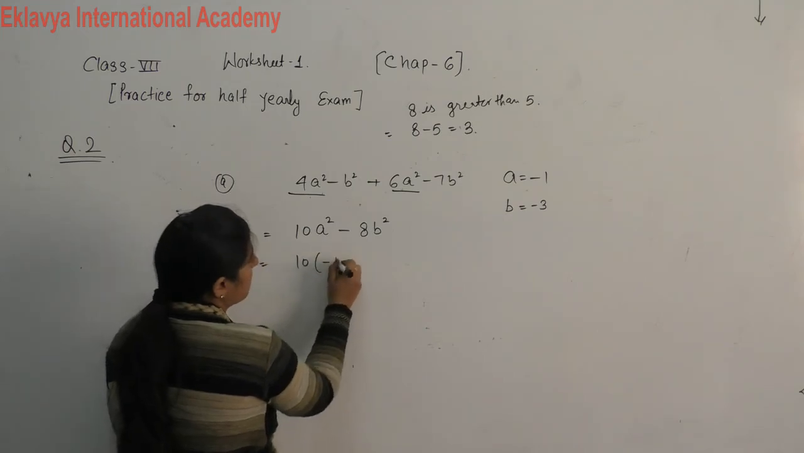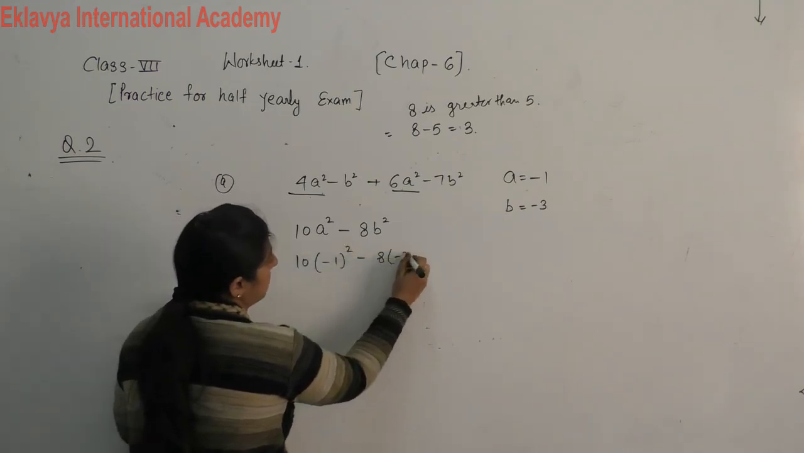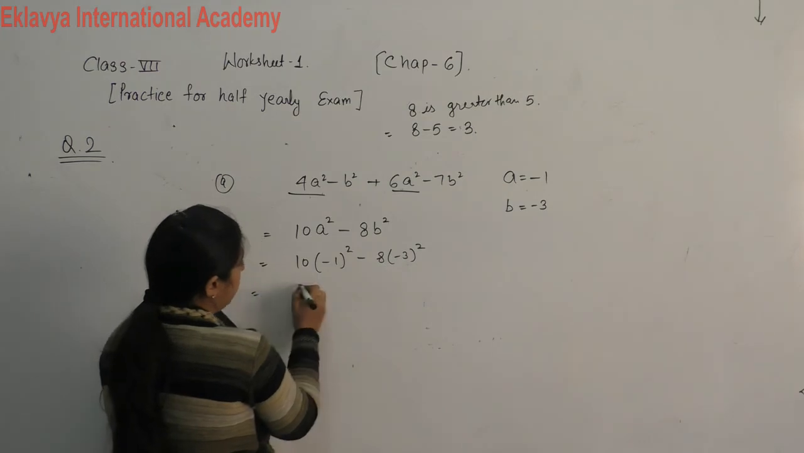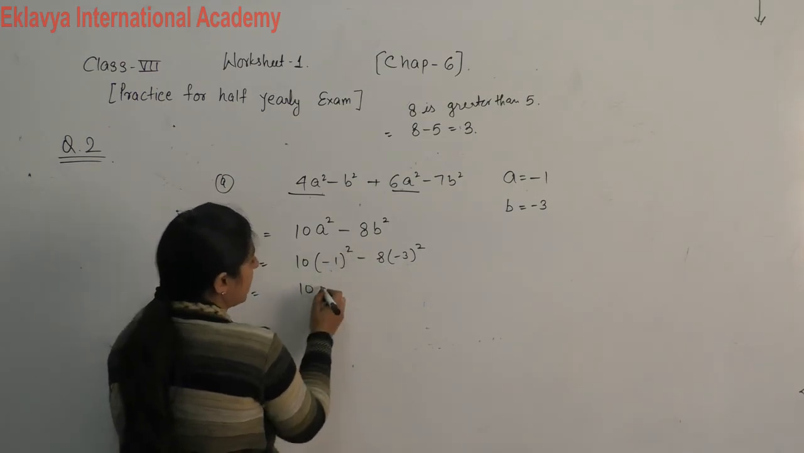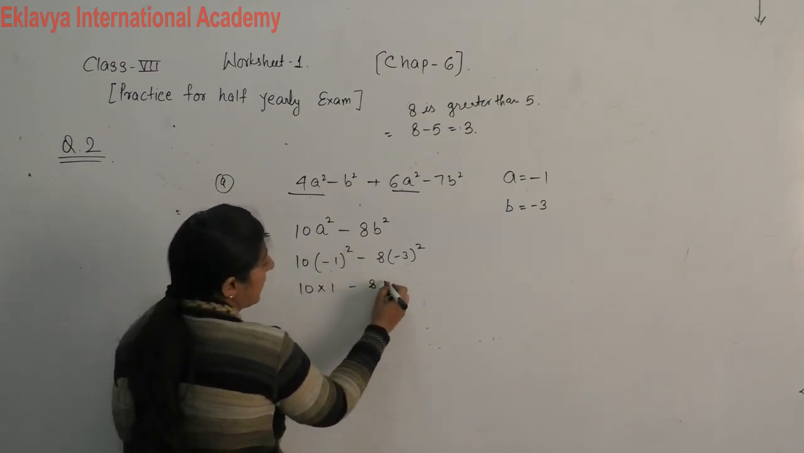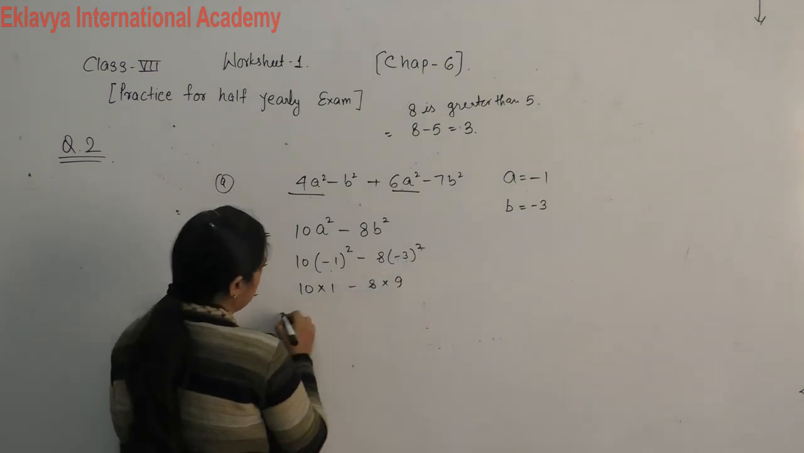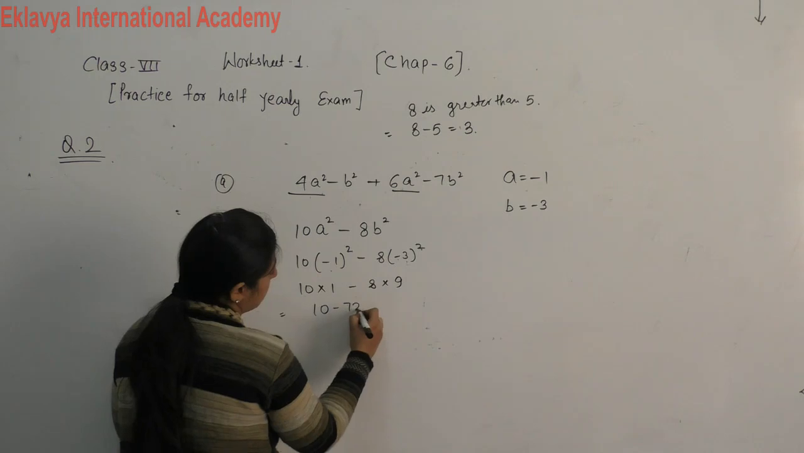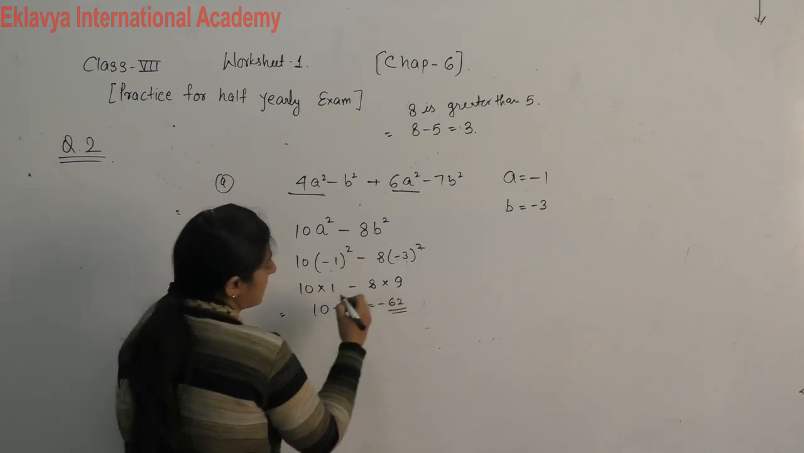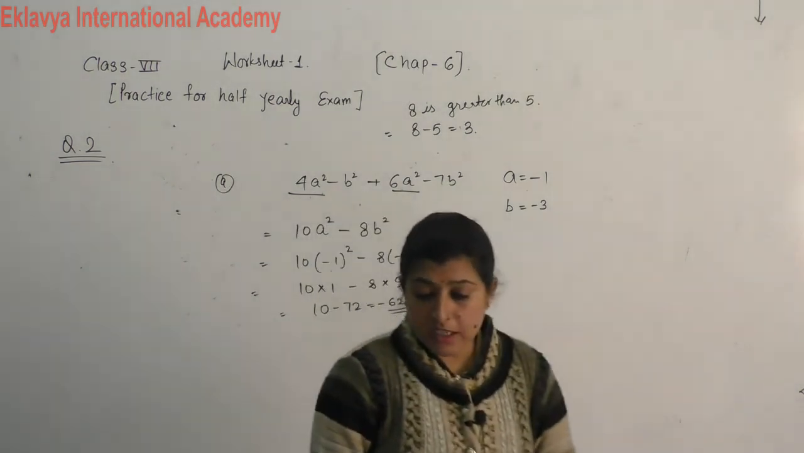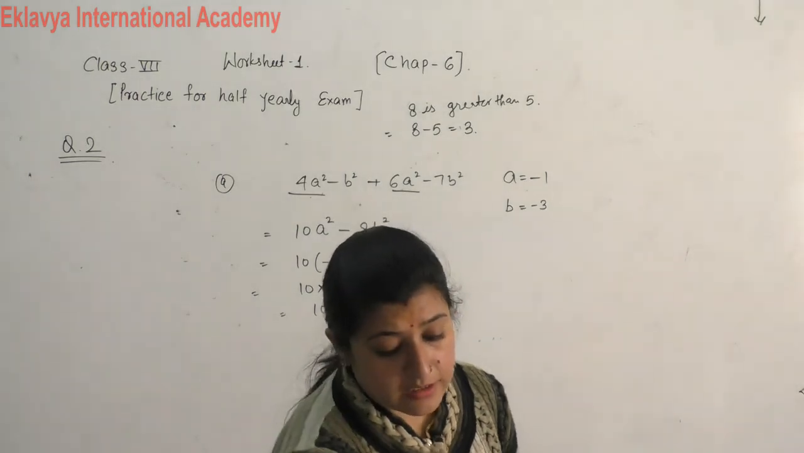Now put the values of a and b. It becomes 10 into minus 1 square, which is 1, so 10 into 1, minus 8 into minus 3 square, which is 9. It becomes 10 minus 72, which is equal to minus 62. Similarly, solve the other part.